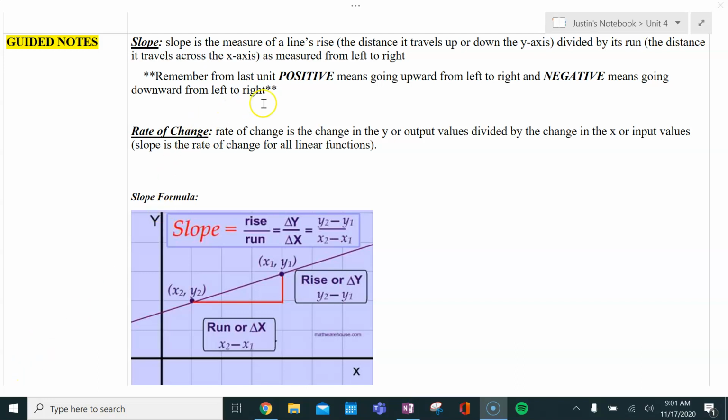Remember we talked about positive meaning going upward from left to right on a graph, and negative meaning going downward from left to right on a graph as well. The rate of change is the rate of change of the y or output values divided by the change in the x or input values.